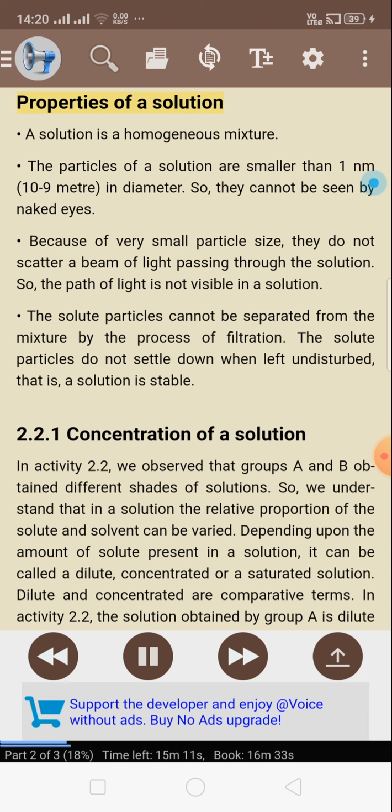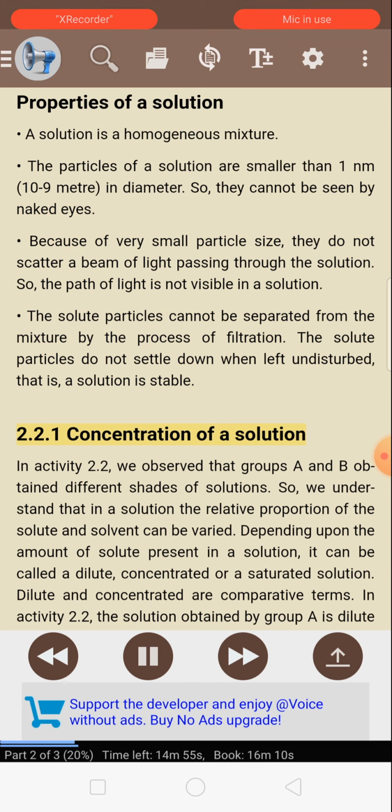Properties of a solution. A solution is a homogeneous mixture. The particles of a solution are smaller than 1 nanometer (10 to the power minus 9 meter) in diameter. So, they cannot be seen by the naked eye. Because of the very small particle size, they do not scatter a beam of light passing through the solution. So, the path of light is not visible in a solution. The solute particles cannot be separated from the mixture by the process of filtration. The solute particles do not settle down when left undisturbed, that is, a solution is stable.